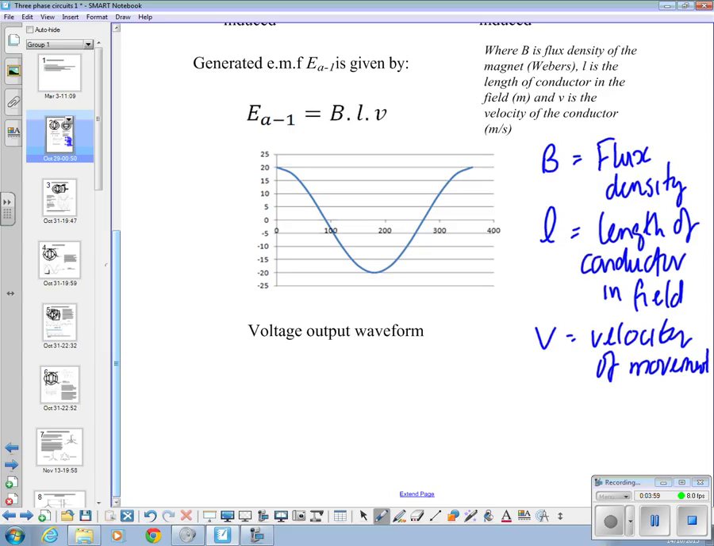Okay. The output waveform for a single phase generator, if it's a maximum voltage of 20 volts, we get that kind of shape. And what we've got there is actually a cosine wave, but a cosine wave and a sine wave are the same shape, just shifted 90 degrees.